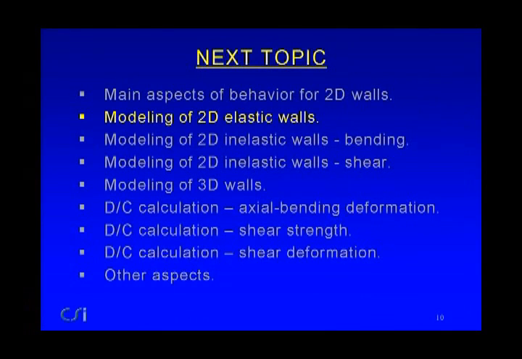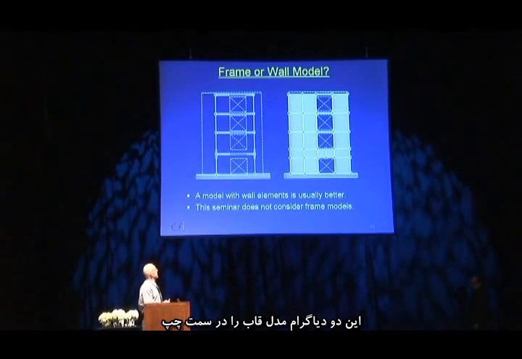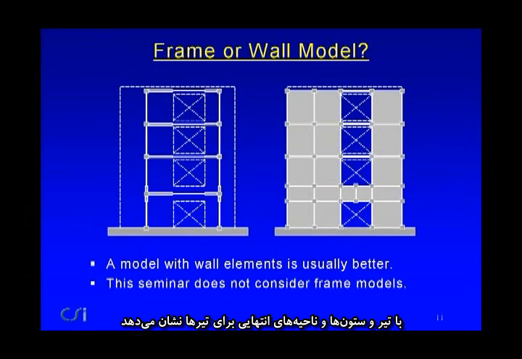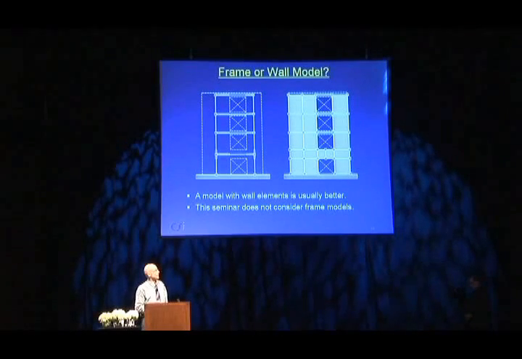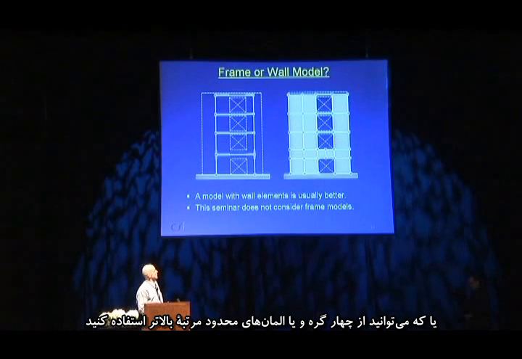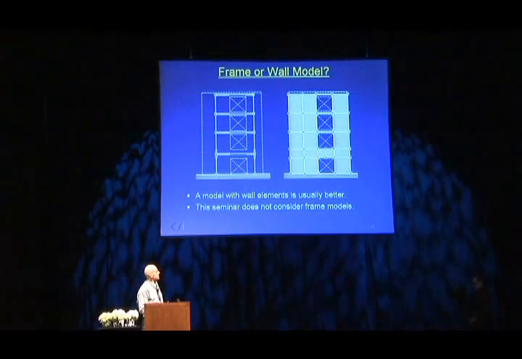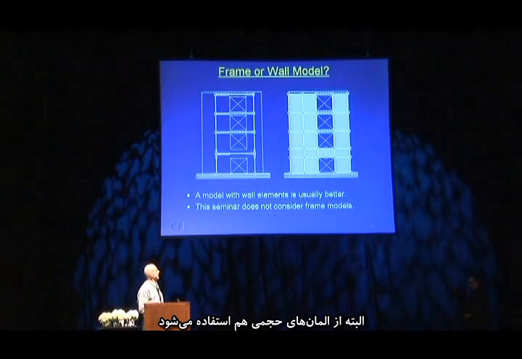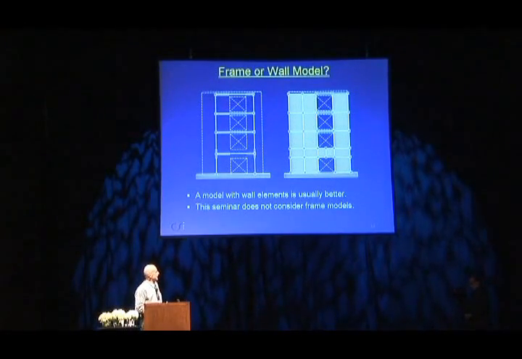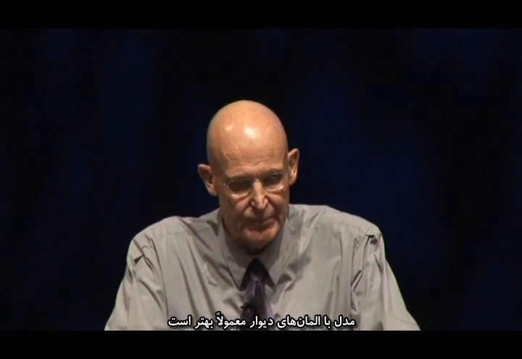What about modeling 2D walls? And we're talking here about elastic walls, so we'll talk about inelastic walls in a moment. Firstly, a frame model or a wall model, and these two diagrams show a frame model on the left with columns and beams and rather substantial end zones for the beams. And a simple wall could be modeled like this. Or you could use 4-node or even higher order finite elements. This is not necessarily a good mesh. It just indicates a type of mesh that might be used. But this would now be using solid type elements. And I would argue that a model with wall elements is usually better, and in this seminar I'm not going to consider frame models, or they could be used. If they were, you would use the principles we discussed in the last session.